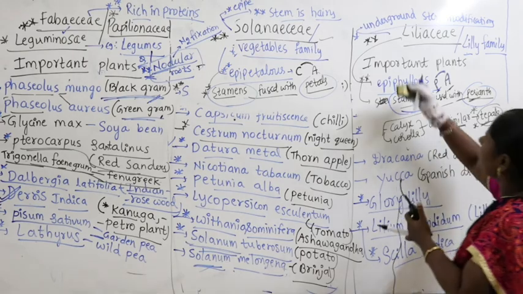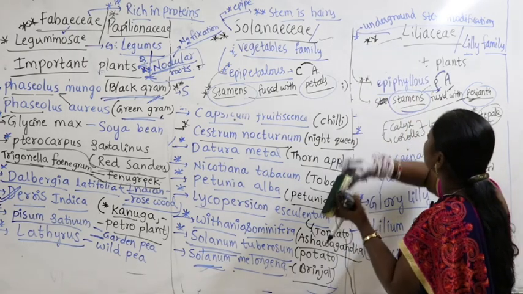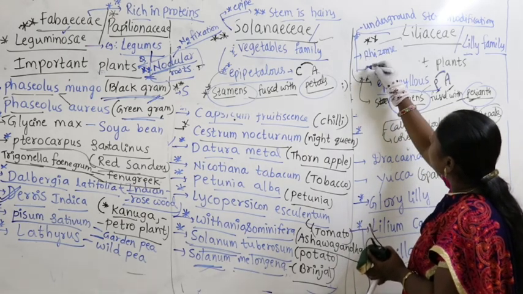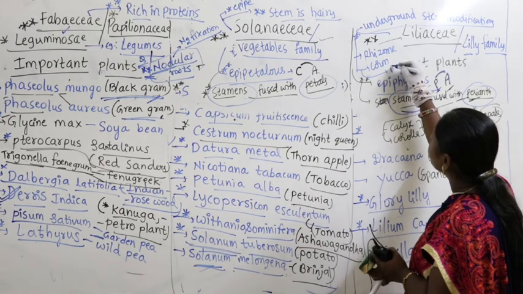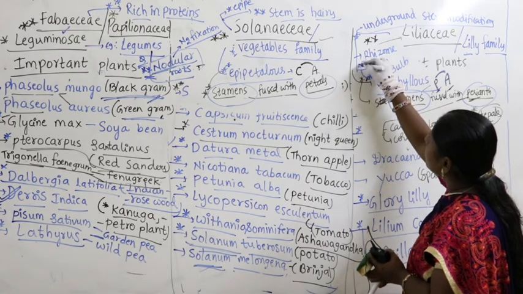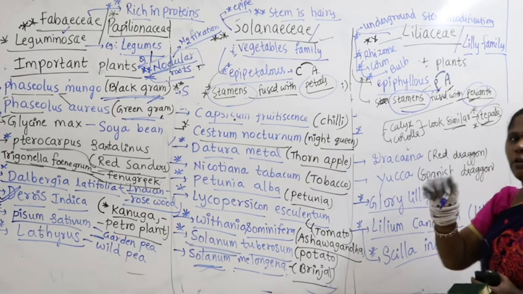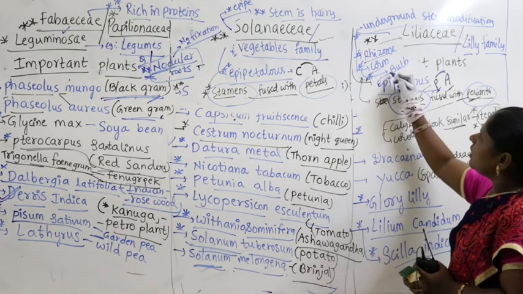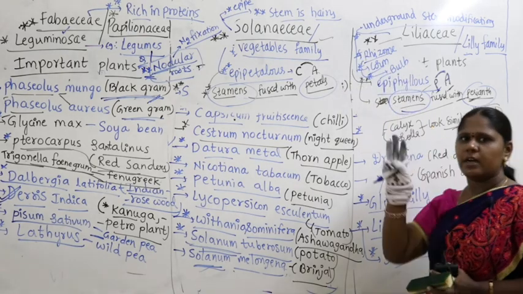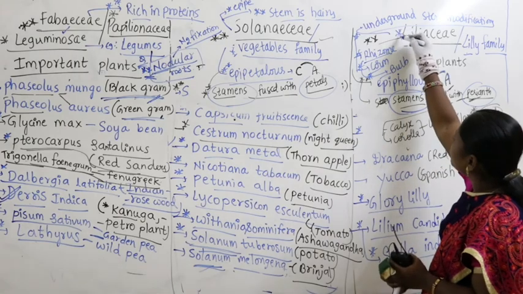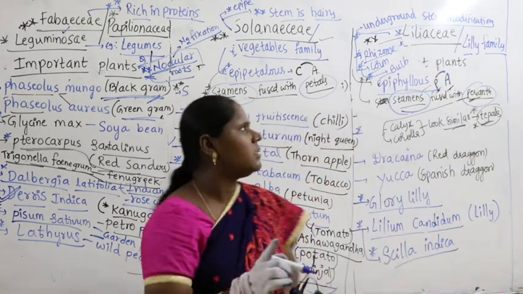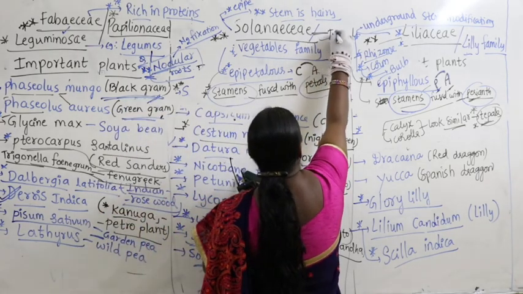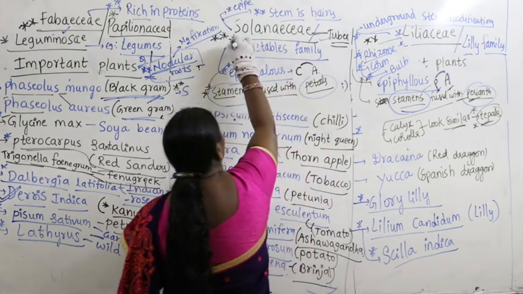Which underground stem modifications do we find in Liliaceae? We find rhizome, corm, as well as bulb. Out of how many underground stem modifications? Four underground stem modifications, but three are mentioned here: rhizome, corm, bulb. These three we find in the family Liliaceae. Where is the one more underground stem modification? That is tuber. But tuber falls in the category of Solanaceae.